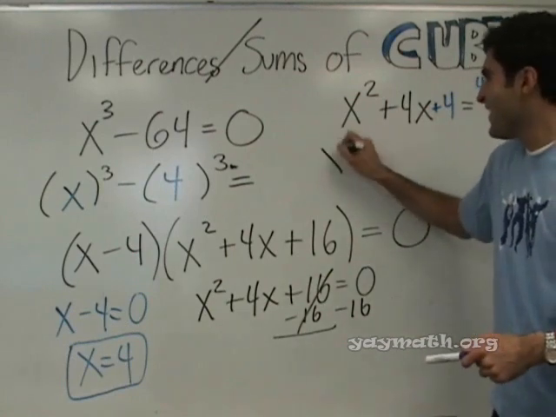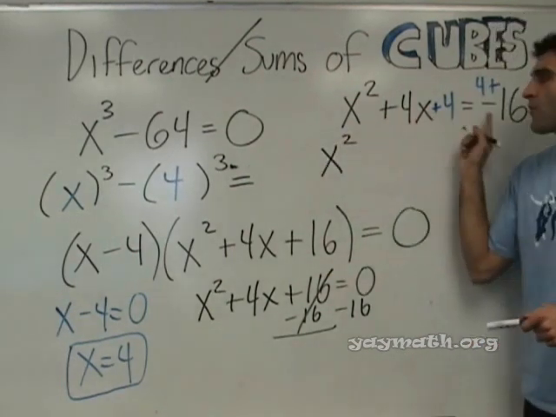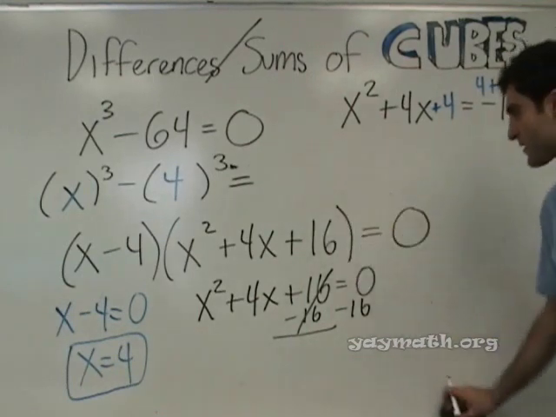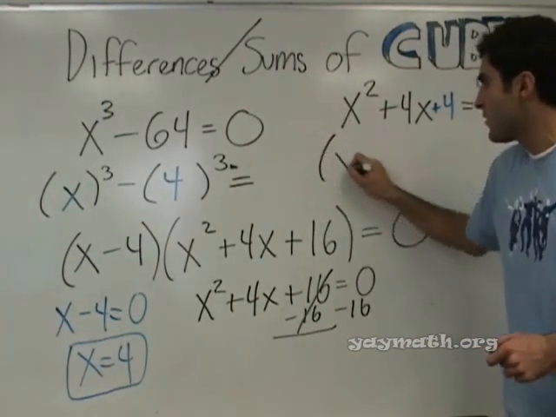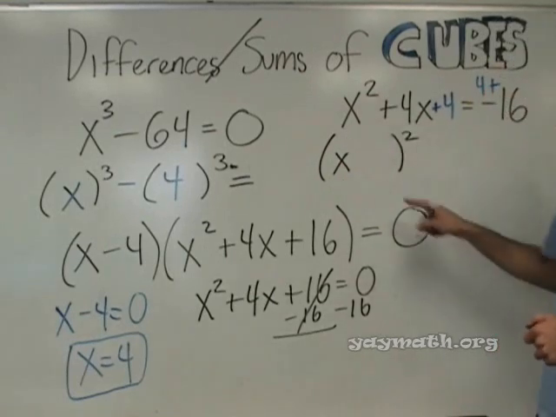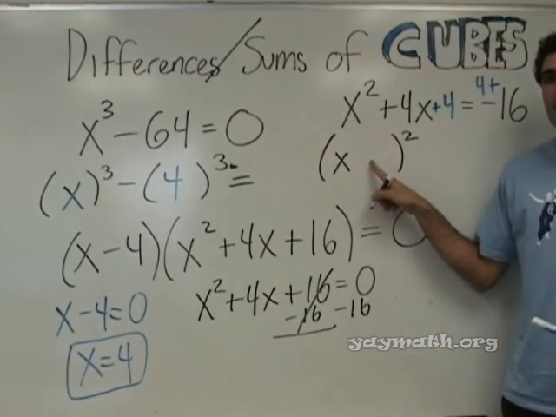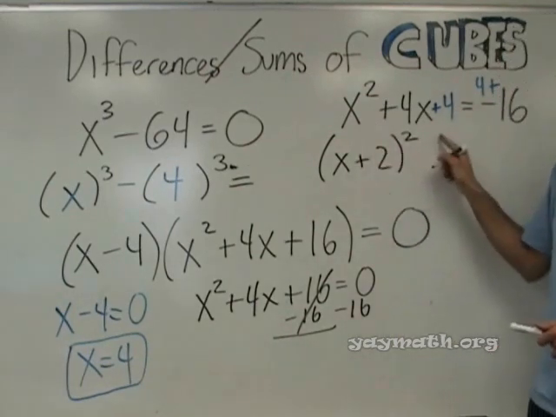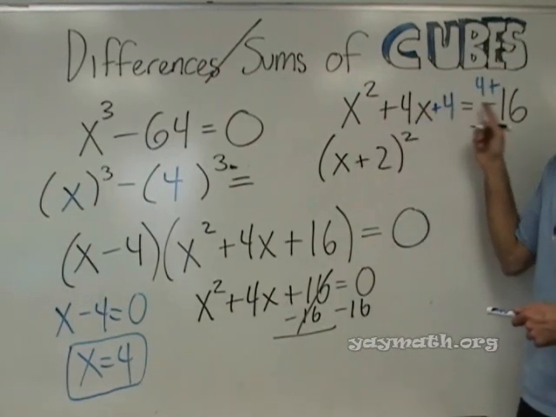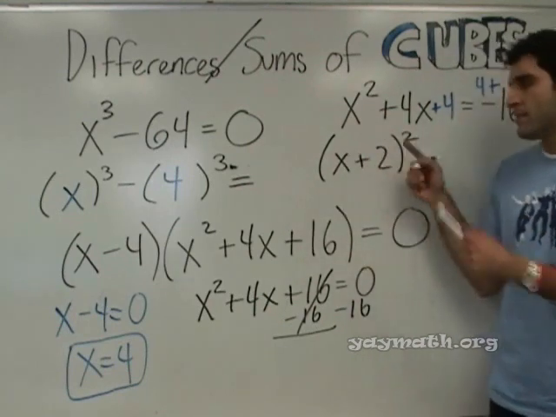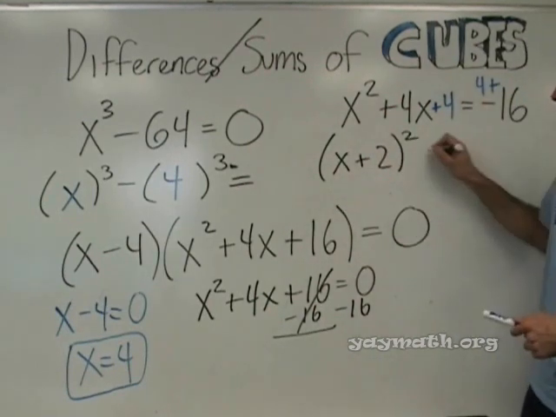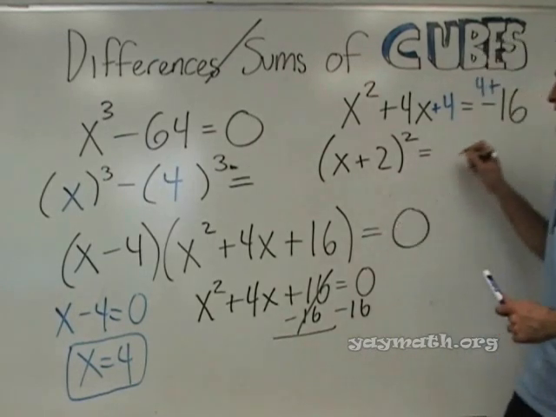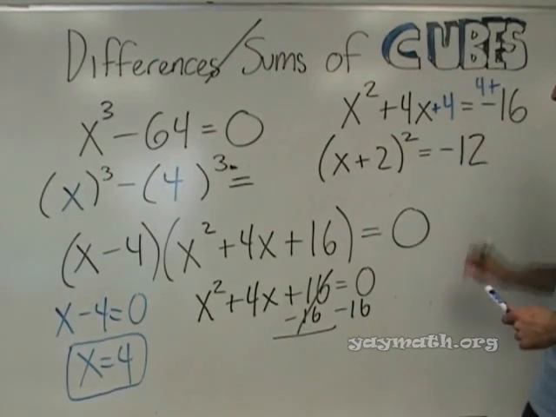Okay, now that we have x squared plus 4x plus 4, we're allowed to write it in this fashion now. What goes in here? X plus 2, right? X plus 2 squared is the same as x squared plus 4x plus 4, if you were to FOIL that out. Equals 4 plus negative 16, which is negative 12.